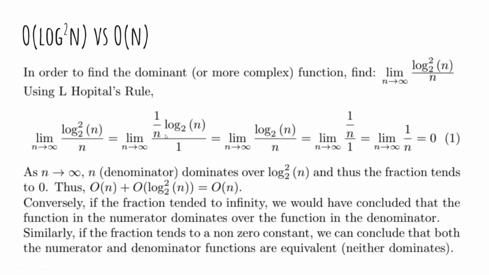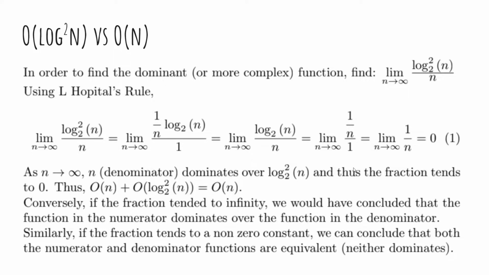On this page, I've given an example of big O of log n to the second power versus big O of n. Basically, I found the limit as n tends to infinity of the first function over the second function. Depending on what this value comes out to be, we can conclude which of the two functions dominates over the other one.